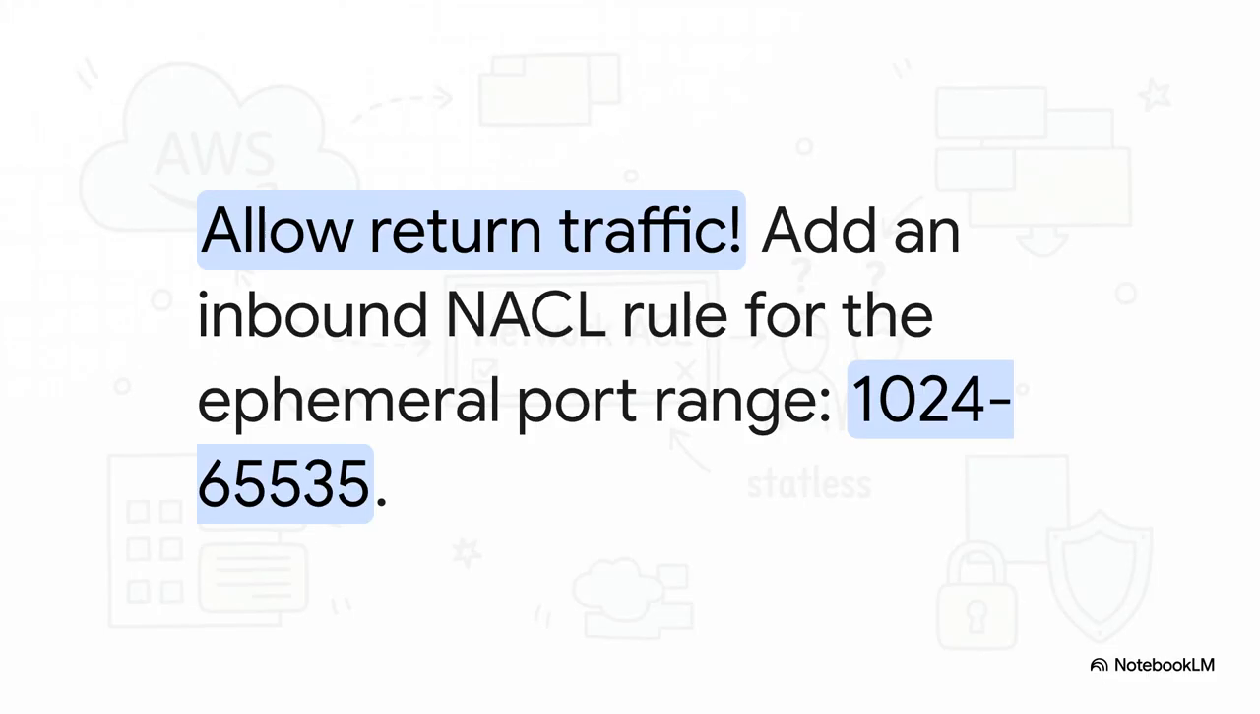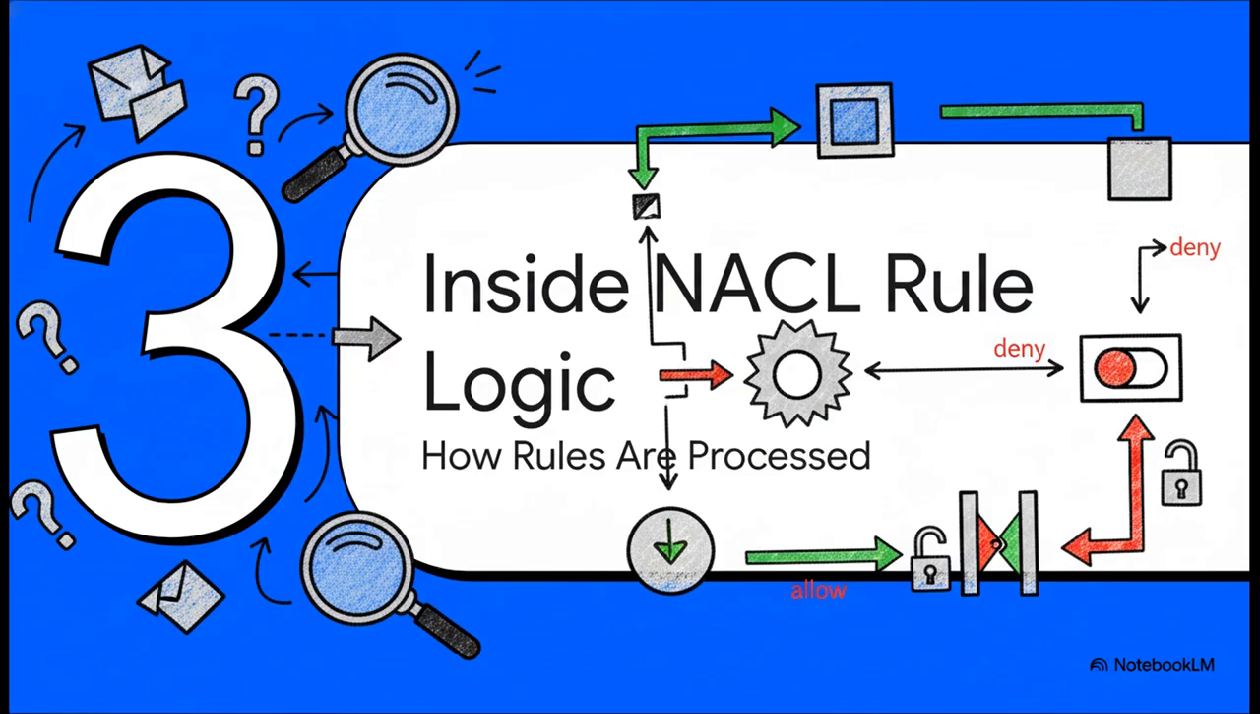Well, the solution is actually pretty straightforward. To let those outbound connections work, you have to add another inbound rule to your NACL. This rule needs to allow the return traffic, which means allowing traffic on what's called the ephemeral port range, typically from port 1024 all the way up to 65,535. That opens the door for the responses to get back in. Okay, so we've cracked the case.